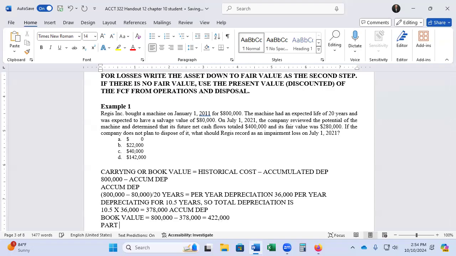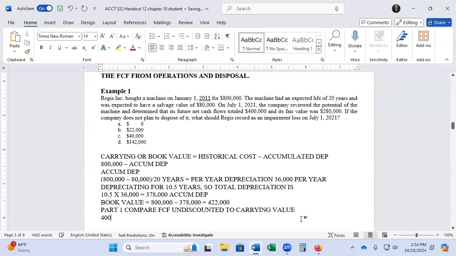So part one, compare future cash flows, undiscounted, to carrying value. We have 400,000 is less than 422,000. So the asset is impaired.